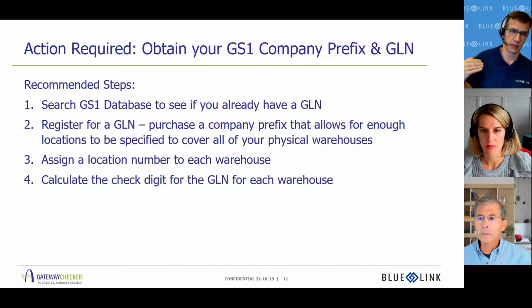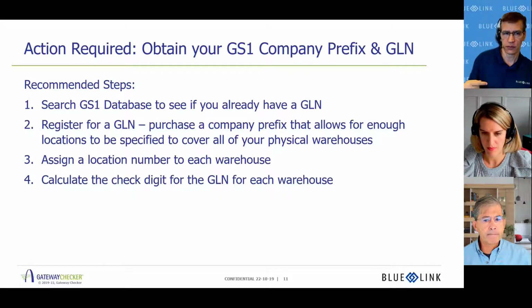If you're registered for the verification router service, the VRS that's used for serialization scanning of inbound returns, you probably already have a GLN. If you've forgotten what it is, you can search the GS1 database for your company name and retrieve your GLN that way. But if you're not already in the list, then you're going to register for one. One of the next slides includes information on where to do that. And you're going to purchase a company prefix that has enough locations to cover all of your physical warehouses. I'll explain that in a bit more detail as well.